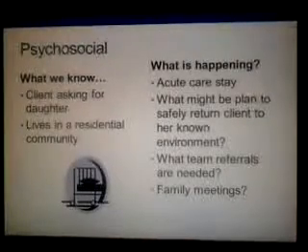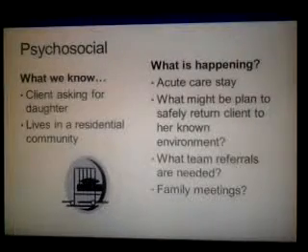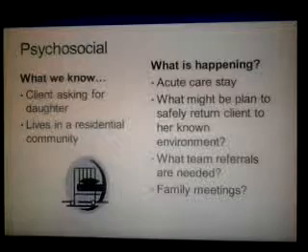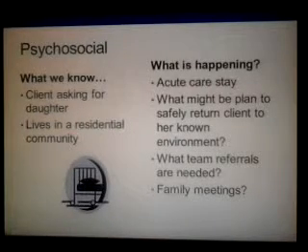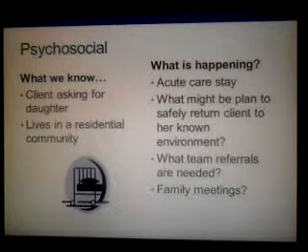Almost as important as sepsis, and I would have had this at the beginning of the discussion with the students, is around her psychosocial care. Where is this client's family? Well, we know she's asking for her daughter, and we know she lives within a residential care community. And so those are really important pieces of information to respect when caring for an older adult.